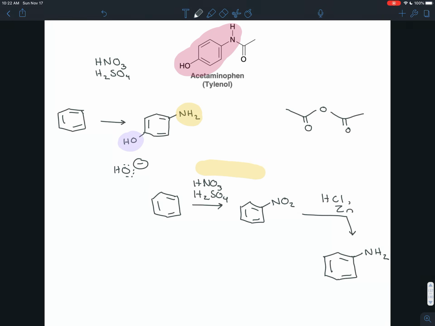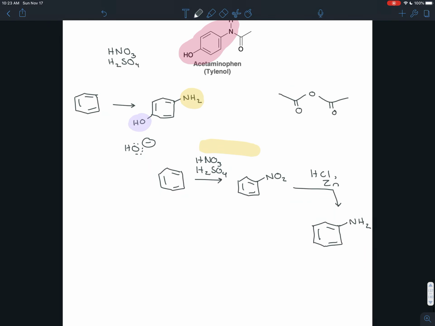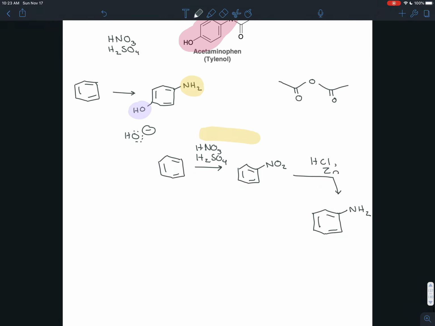And then it hits you. The second mechanism we learned was nucleophilic acyl substitution. In order to put an OH on the ring, and you would have drawn this on that aromatic substitution exam question, in order to do a substitution, you always have to have a leaving group.